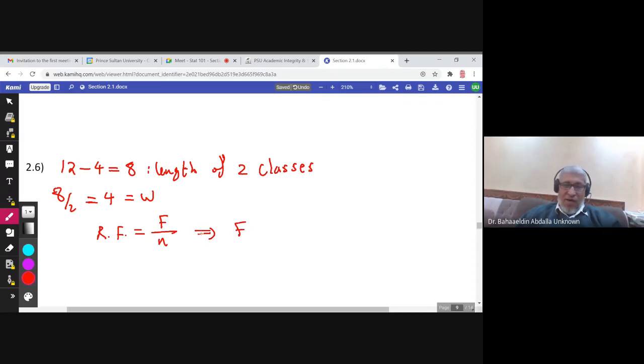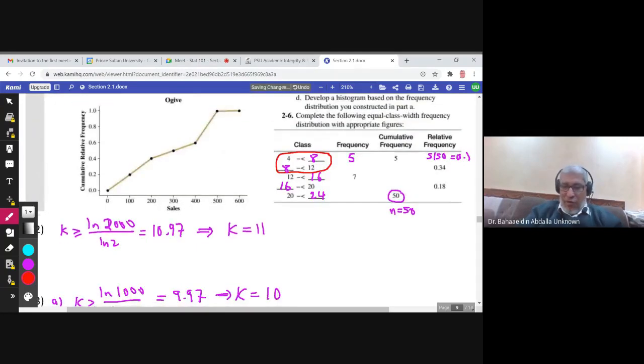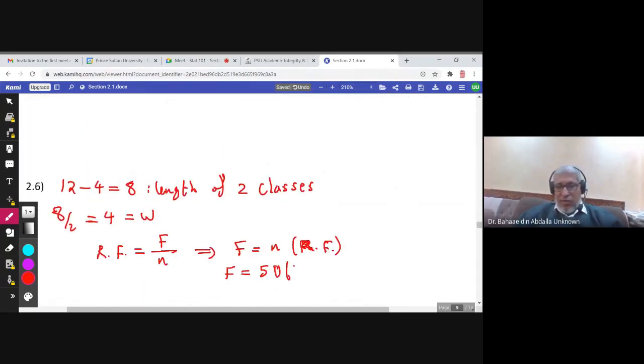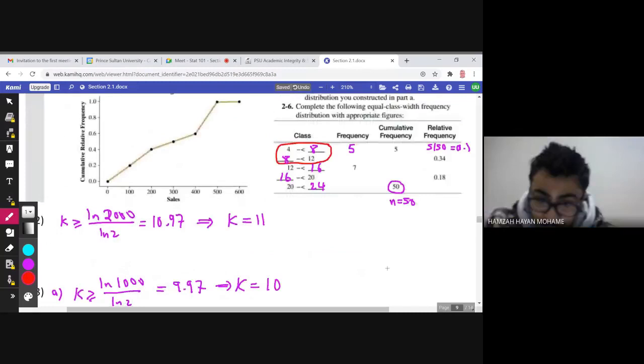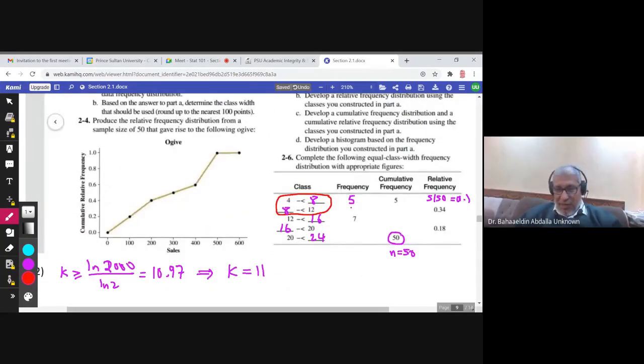So if you have the relative frequency and you need to find the frequency, you multiply n times the relative frequency. So n is 50, and the relative frequency is 0.34. So you multiply, and the answer is 17. So the frequency here is 17.